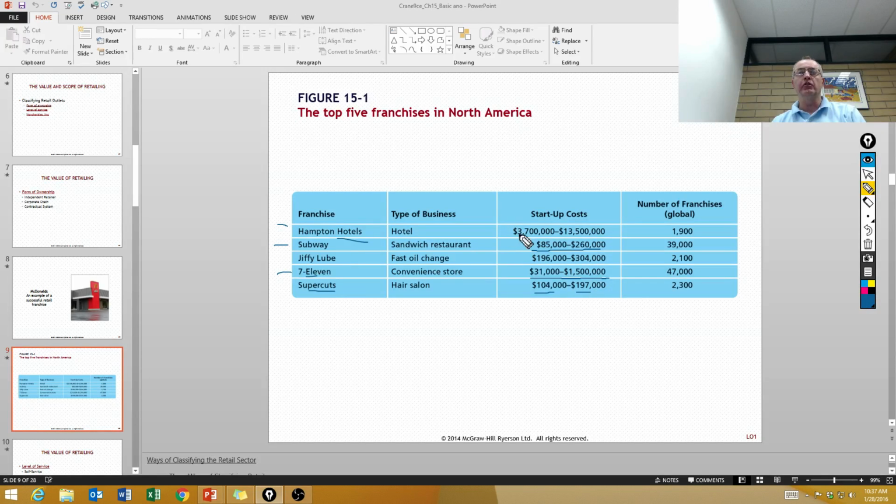Hampton Hotels. So if you want to be a franchise in a hotel, you need between 3.7 and almost $14 million. Anyways, franchises are very common in Canada.